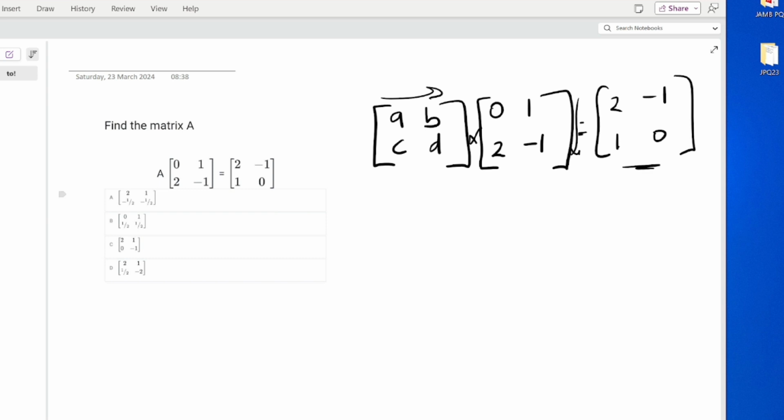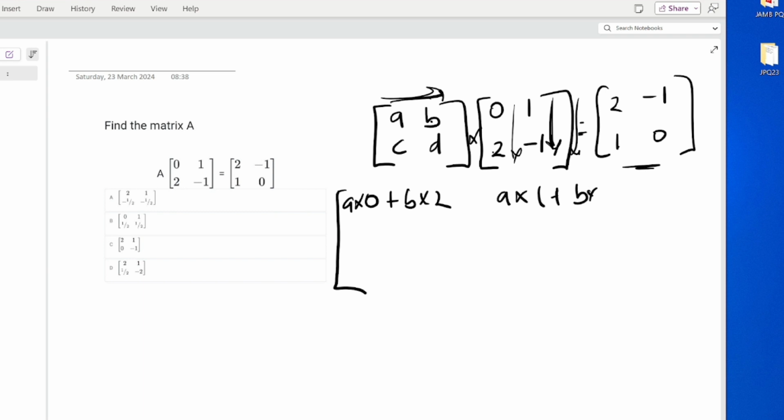So we'll start with A, we're going this way, and we're going down. We're still going this way, second time we're going down. Then we take the lower part and finish. So you should know our multiplication of matrix right now. We have a times 0 plus b times 2. On the other hand, at the back end, you have a times 1 plus b times minus 1. The lower part, you have c times 0 plus d times 2.